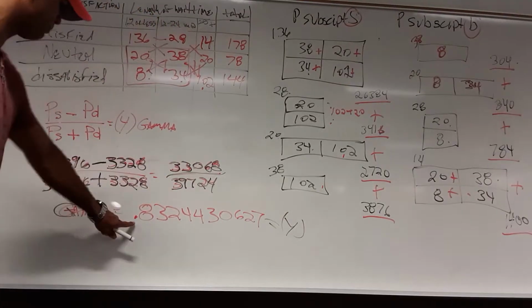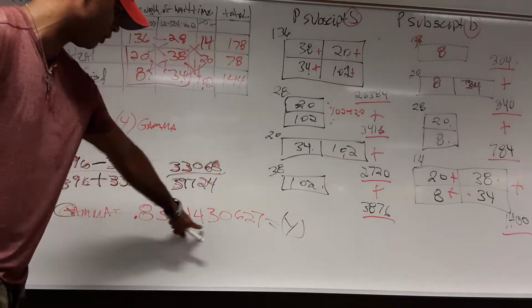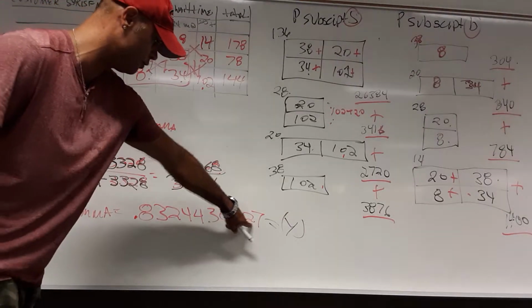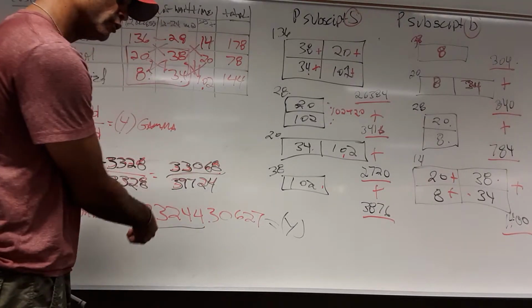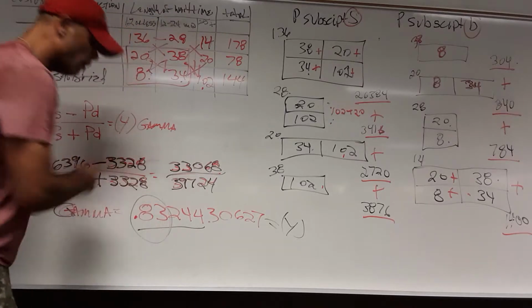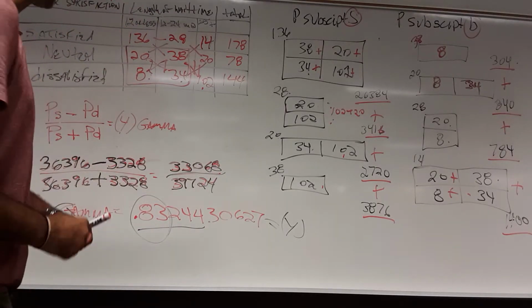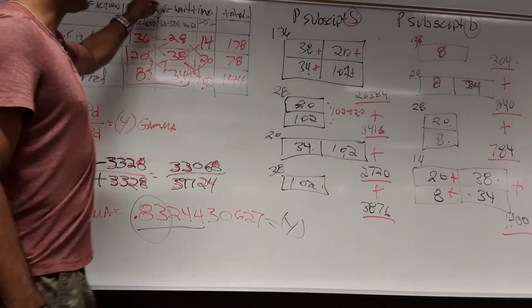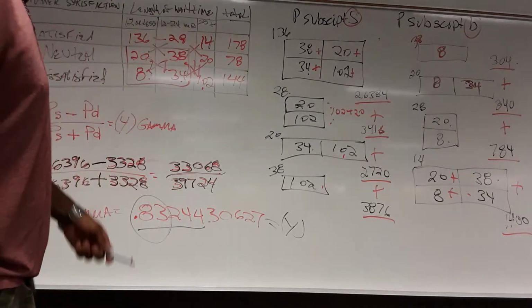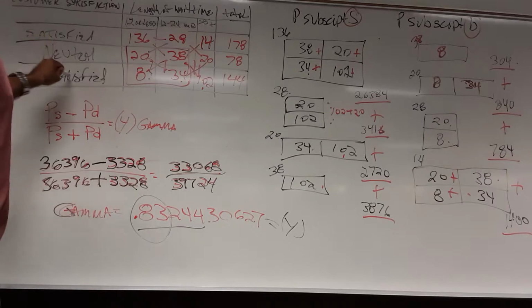That gives us 0.83244, and we can just shorten that to 0.83. And that gives us our gamma for Walmart customer satisfaction and the length of wait time in the customer service line, which was satisfied, neutral, dissatisfied.